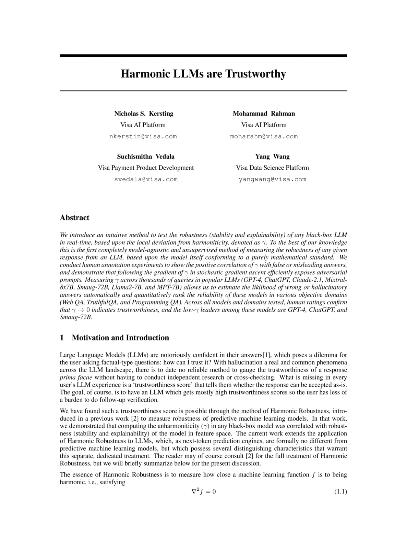The new method achieved results in measuring the trustworthiness of large language models, LLMs, by introducing the concept of harmonic robustness, specifically through the metric gamma. By measuring the unharmonicity of LLM outputs, the method was able to quantitatively rank the reliability of various LLM models across different domains, such as Web QA, Truthful QA, and Programming QA.